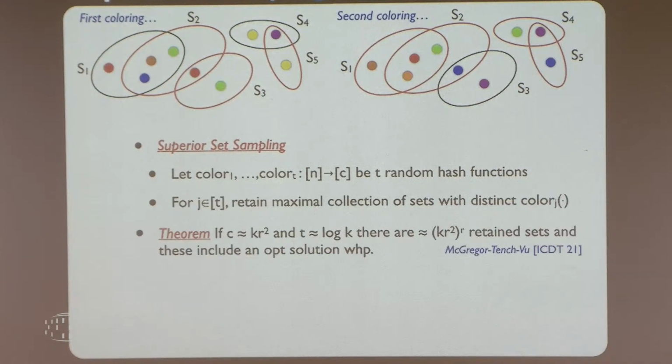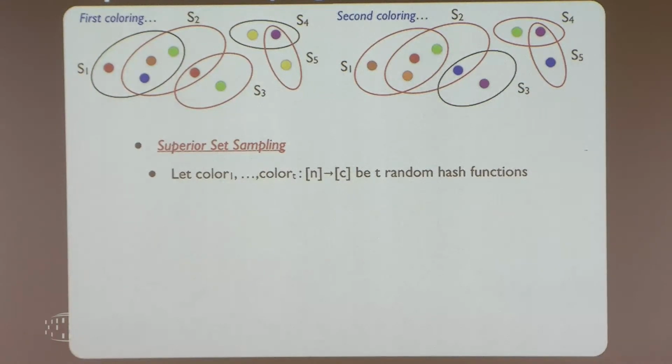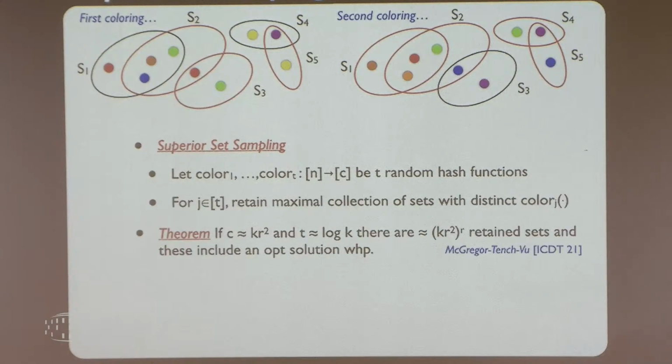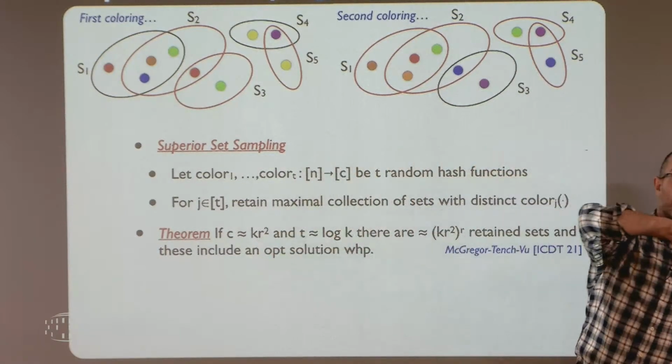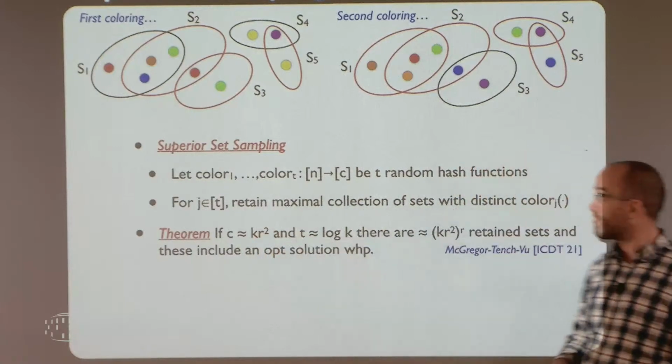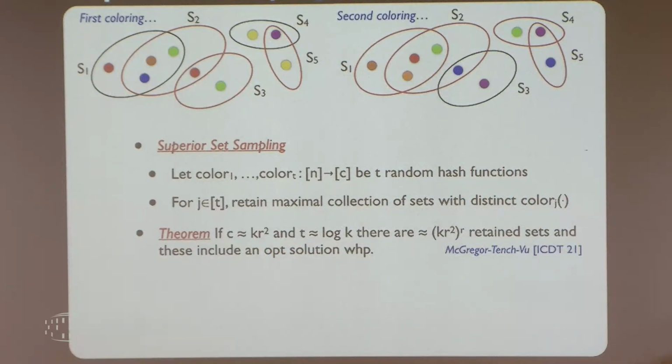And so now, how many different sets could I be maintaining? Well, from each coloring, I'll be maintaining C to the power R sets. And I'll be doing this T times, so it'll be T times C to the R. Okay, so the theorem, which I'm just going to sketch why it's true, is that if previously it was (kR) all squared, we can reduce it by a factor k. If we also set T to be log k, then there's going to be this number of retained sets. So we decrease the whole thing by a factor k to the R. And yet we can still argue the maintained sets contain an optimal solution.